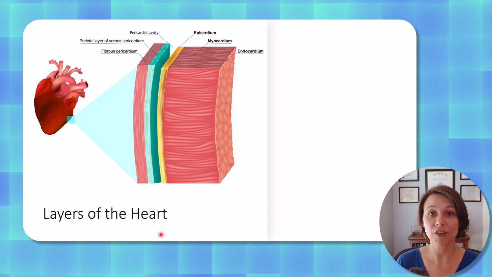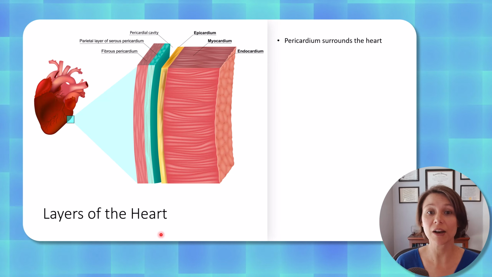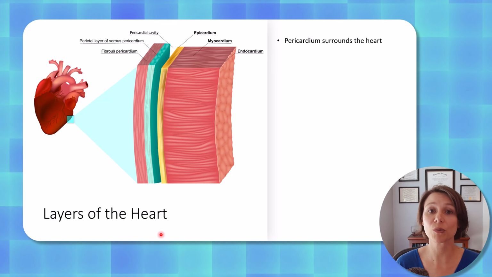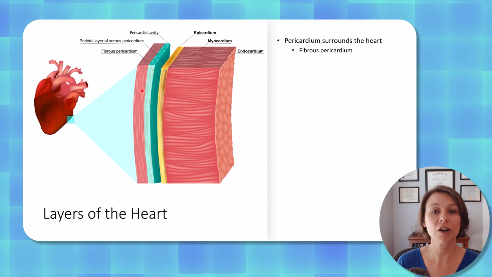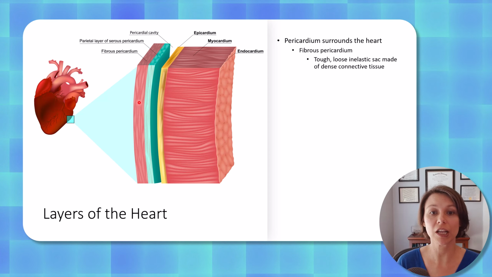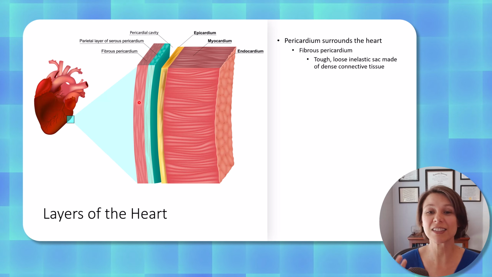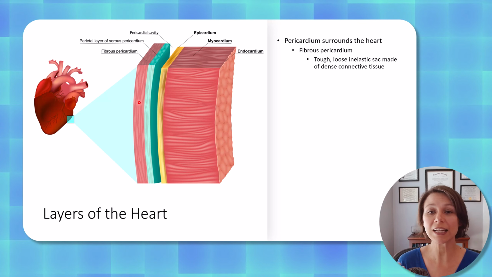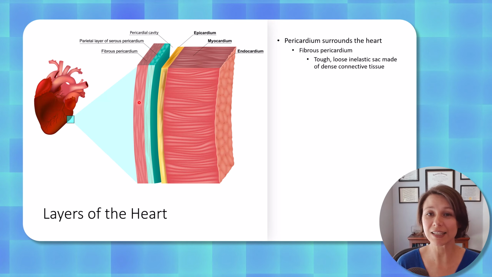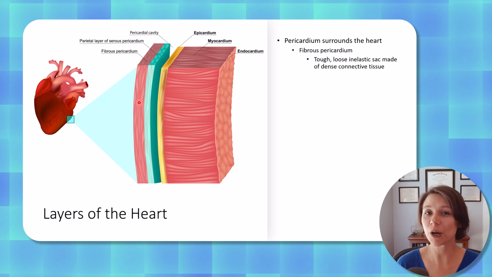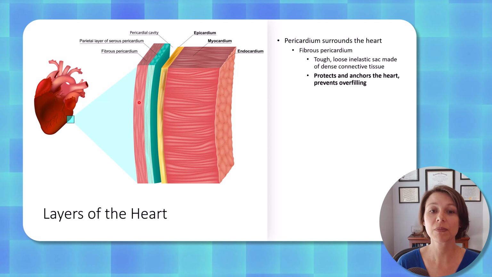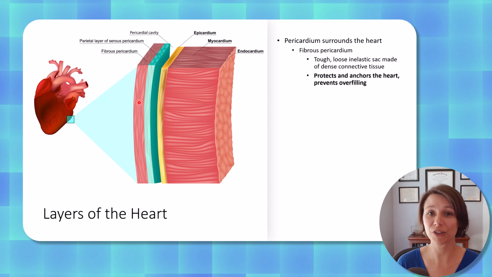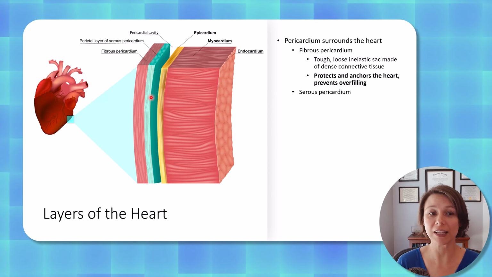There are multiple layers of the heart. So we're going to start with the outside. The pericardium surrounds the heart, and it's made up of two different layers. We start with the fibrous pericardium. The fibrous pericardium is tough. It's a loose, inelastic sac made up of really dense connective tissue. What do you think the purpose of the fibrous pericardium is? It's going to protect and anchor the heart and prevent overfilling.